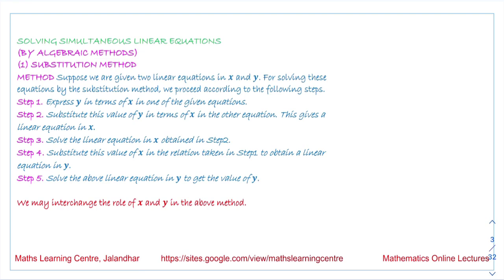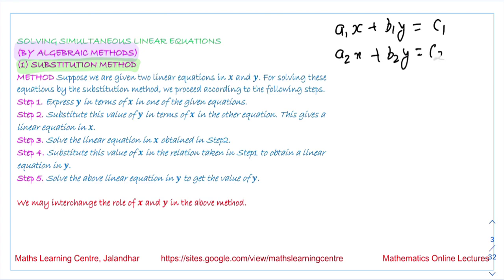Now the next methods we are going to talk about are the algebraic methods, and in the algebraic methods the first method we are going to discuss is the substitution method. So in this method, any system of equations is given to us. Suppose it is a1x plus b1y is equal to c1, a2x plus b2y equal to c2.